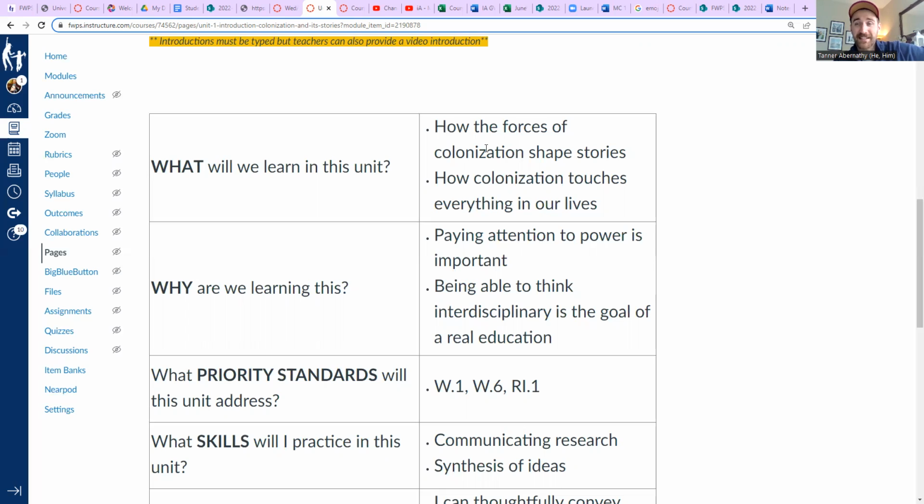Why are we learning about this, especially in English class? Well, looking at power and power structures is one of the most important things we need to do as educated people. Who has control over information, other people, yourself, your lives, and breaking that down and understanding the motivations behind that and the reality of it is extremely important for being educated learners. And more so being able to think interdisciplinarily.